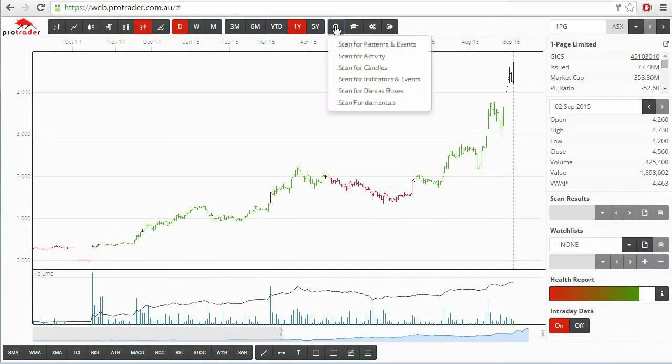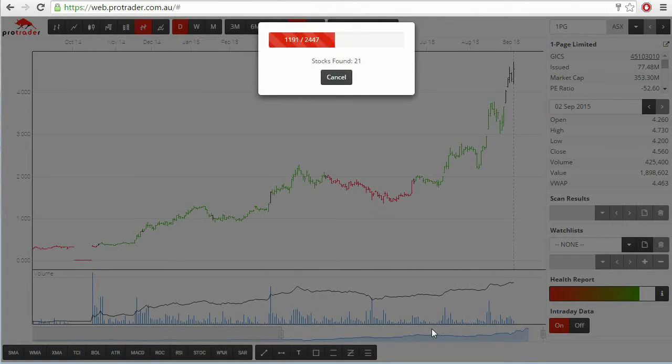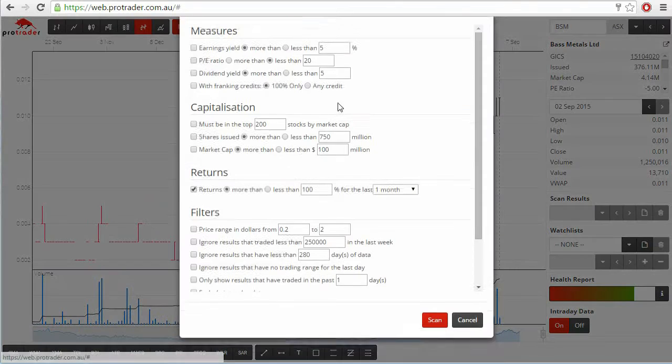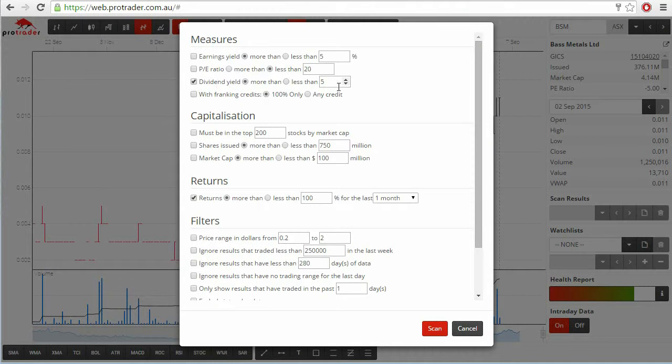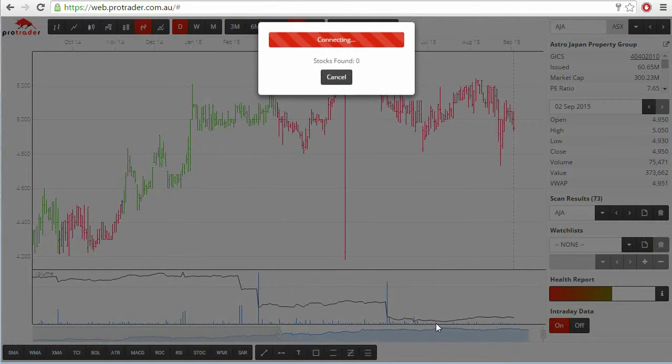You are also able to scan fundamental data to find earnings yield, PE ratios, or dividend yields, more or less than whatever percentage you choose. Personally, I scan for dividend yields of more than 5% and then set my price range filter. You can also scan for stocks by market capitalization or stocks that have a certain amount of shares on issue.